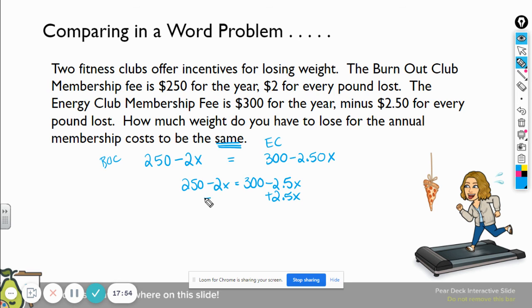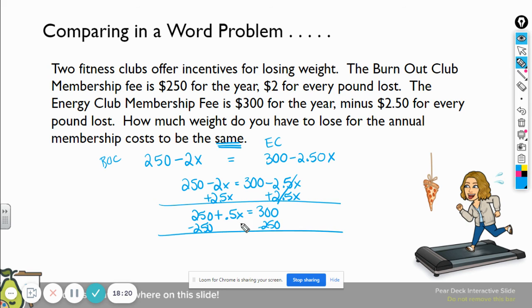Adding 2.5x. That cancels. Now you have 250. So negative 2 and the positive 2.5, that gives you plus 0.5x. Don't forget the decimal. Is equal to 300. Subtract the 250, subtract the 250. 0.5x is equal to 50. Divide by 0.5 on both sides, and x is equal to 100.